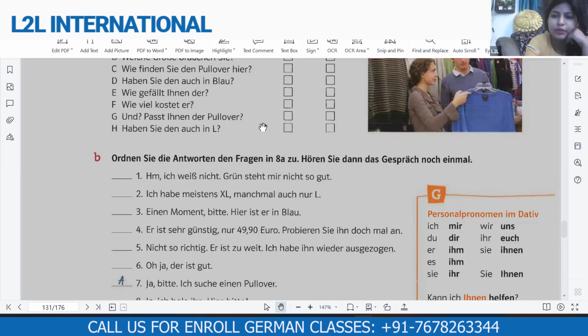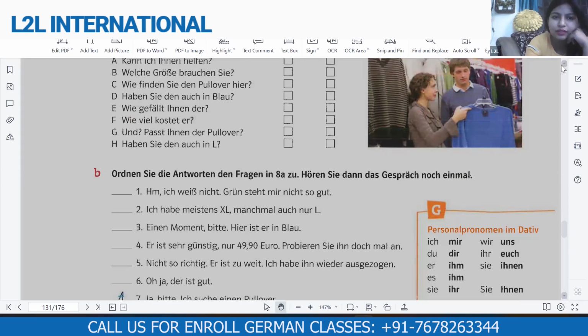Okay. Anybody who has got the answer for Nummer 2, B? Welche Größe brauchen Sie? Which size do you need? Ich habe meistens XL, aber manchmal nur L. It is not Excel, it is XL. X is X in German. So I have mostly XL, but sometimes L. So that is the answer for Nummer B. Understood, Sana? Yes, ma'am. Actually, I interchanged it. Okay, then Samriddhi, wie finden Sie den Pullover hier?